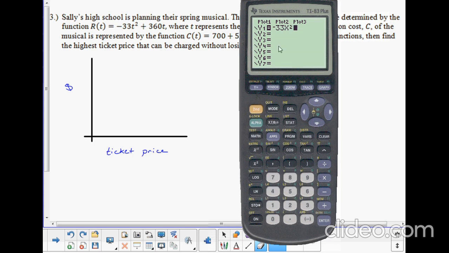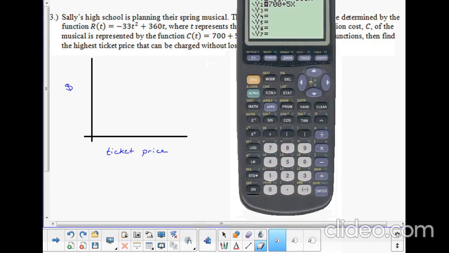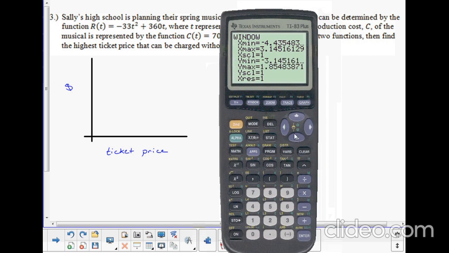So let's do negative 33x squared plus 360x. This is going to be my revenue function. The first one that's going to be drawn is revenue. And then 700 plus 5t, that's going to be my second function. So we don't know what the ticket price is exactly. So let's go to window. And let's set x minimum to 0. The lowest price we'd have for a ticket is a free ticket, 0. And let's set x max to 10 for right now and see what happens there.